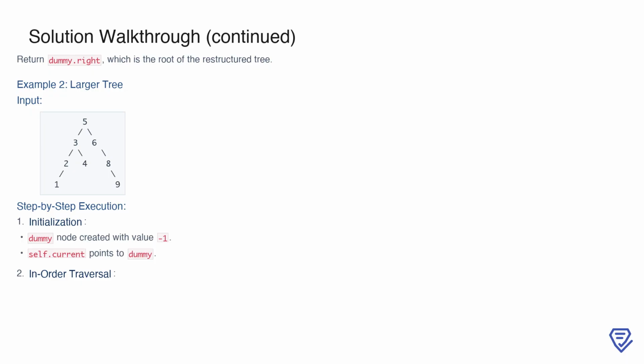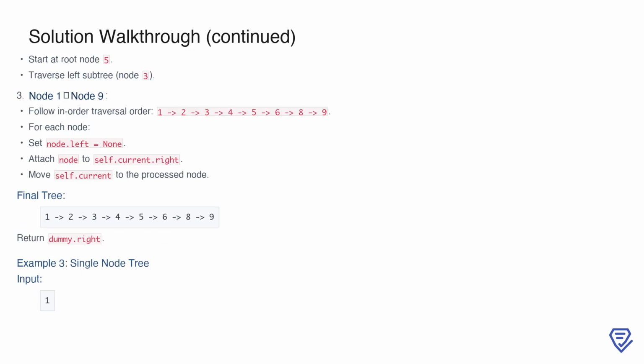Following the same approach, we start by initializing a dummy node with value -1 and setting self.current to point to it. Then, we perform an in-order traversal to visit nodes in ascending order. Beginning at the root node 5, we traverse to its left subtree, reaching node 3, and continue traversing left until we reach the smallest node, which is node 1.